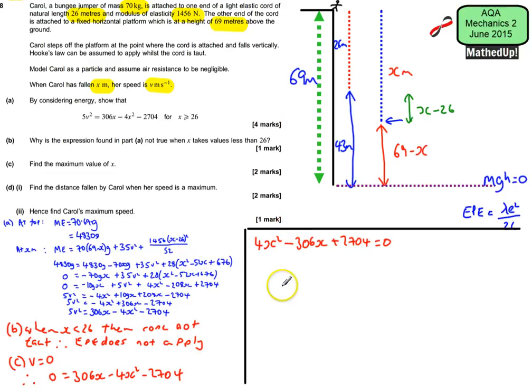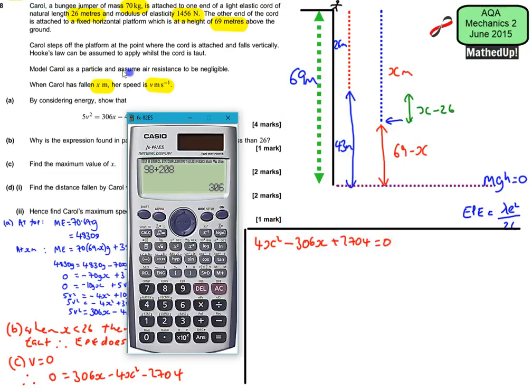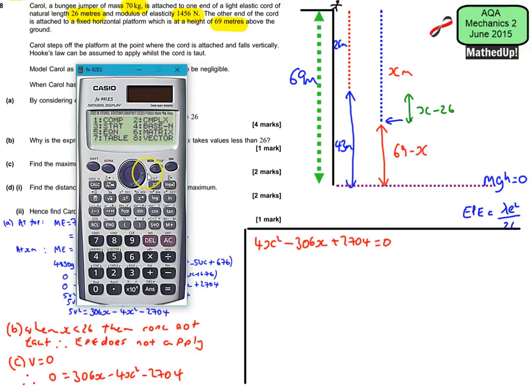Now I can use the quadratic formula to solve this. I'm actually going to cheat a little bit here and use my calculator. So let's go to mode, equation number 3, and if you haven't got a calculator like this, you can just use the quadratic formula. So a is 4, b is negative 306, and c is 2704. We should get 2 results for this.